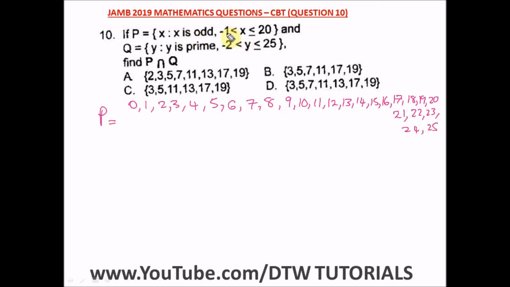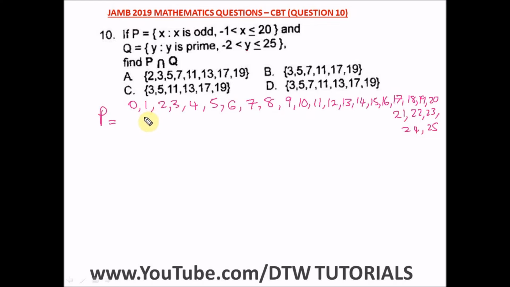So let's now pick the odd numbers. X is greater than -1, so we're not going to start from -1, and X is less than or equal to 20. So let's pick the odd numbers between 0 and 20.